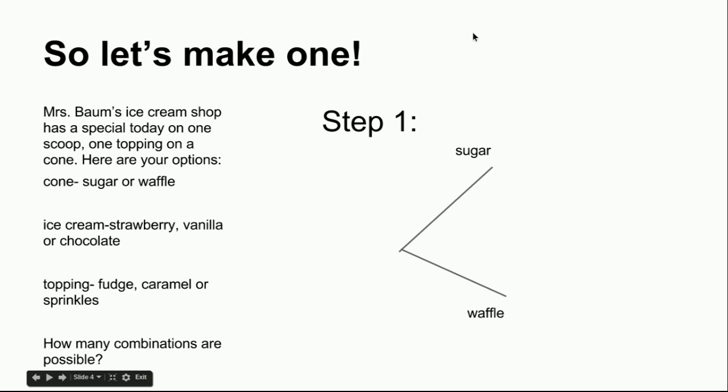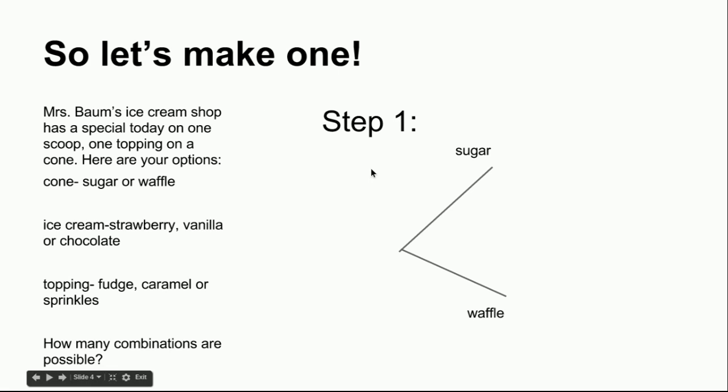Mrs. Baum's ice cream shop has a special today on 1 scoop, 1 topping on a cone. Here are your options. For a cone, you can either have a sugar cone or a waffle cone. For your ice cream, you can choose from strawberry, vanilla, or chocolate. Toppings are fudge, caramel, or sprinkles. And the question is, how many possible combinations are there?